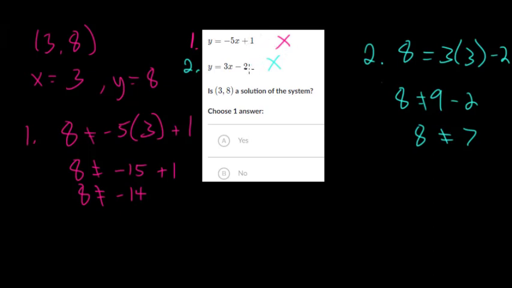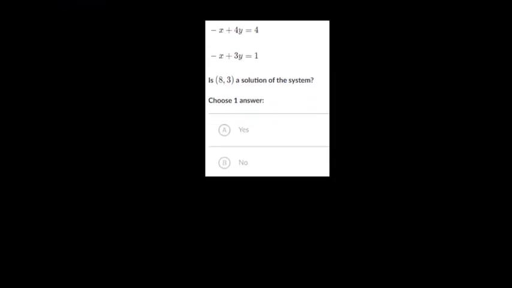But again, you really only have to check one of them. And if it fails for one of them, then it's not a solution. It doesn't matter if it works for the other one. But in this case, it actually failed for both. So this is definitely not a solution of the system. So let's try another one.